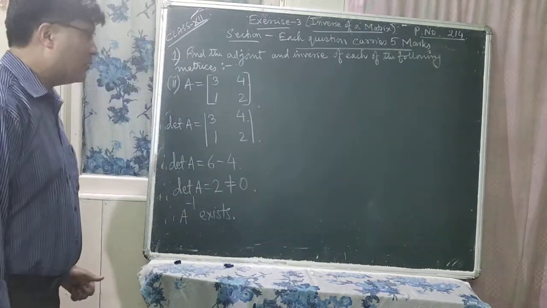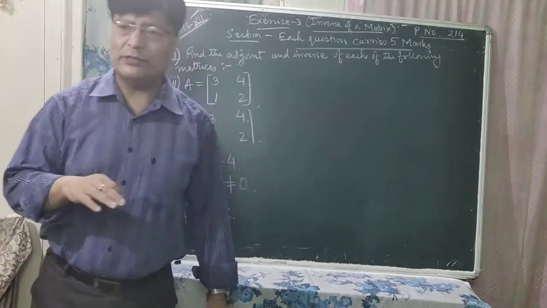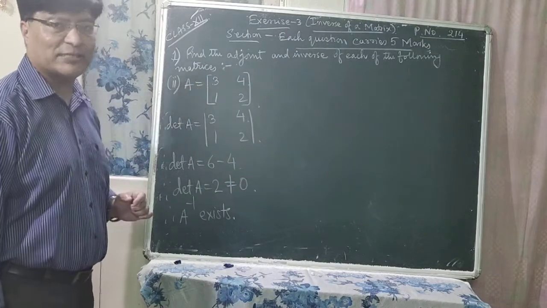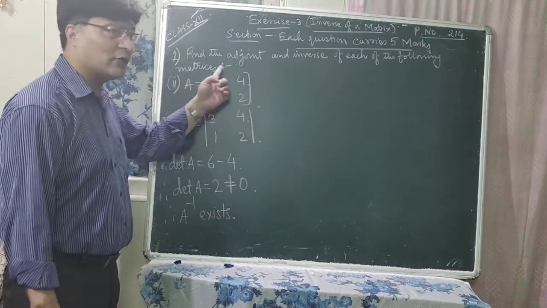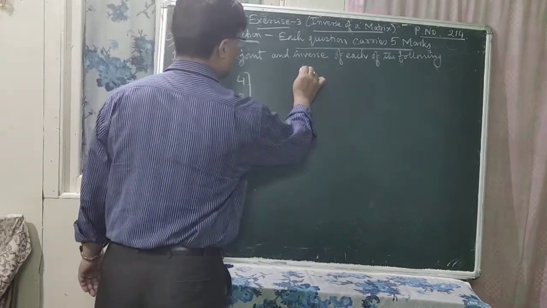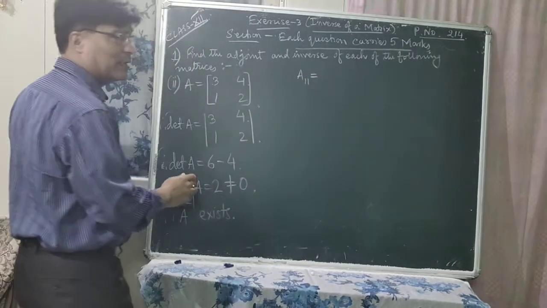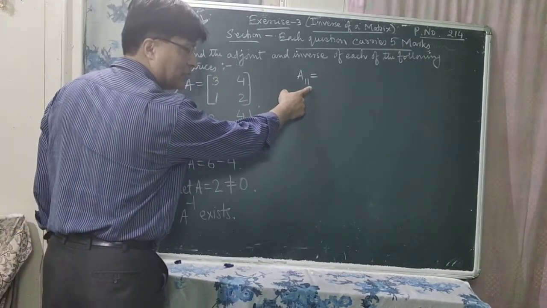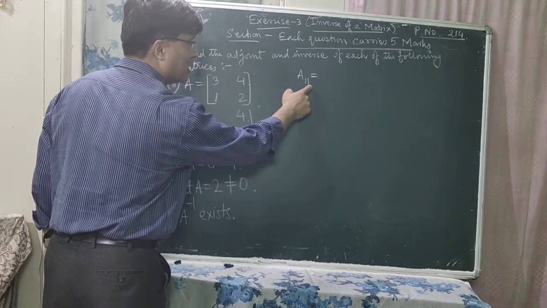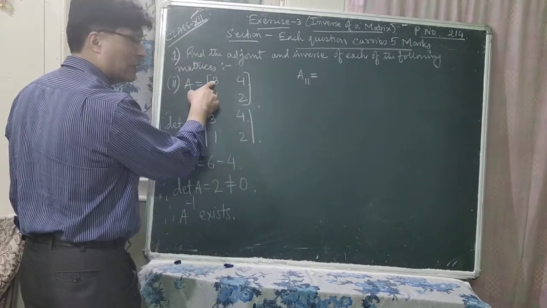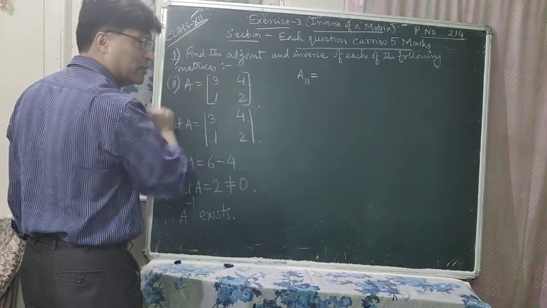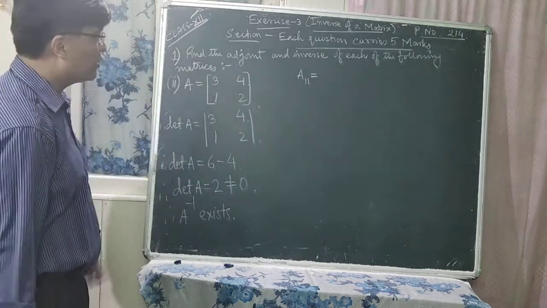Okay. Now, in order to get A inverse, you should find out the cofactors of each and every element of the matrix A. That means you have to find out the cofactor of 3, cofactor of 4, cofactor of 1, cofactor of 2. So let us write capital A11. That means cofactor of the element which belongs to row 1 and column 1. That means this is 3. 3 is the element which belongs to both first row and first column, isn't it? You have to find out the cofactor of 3.